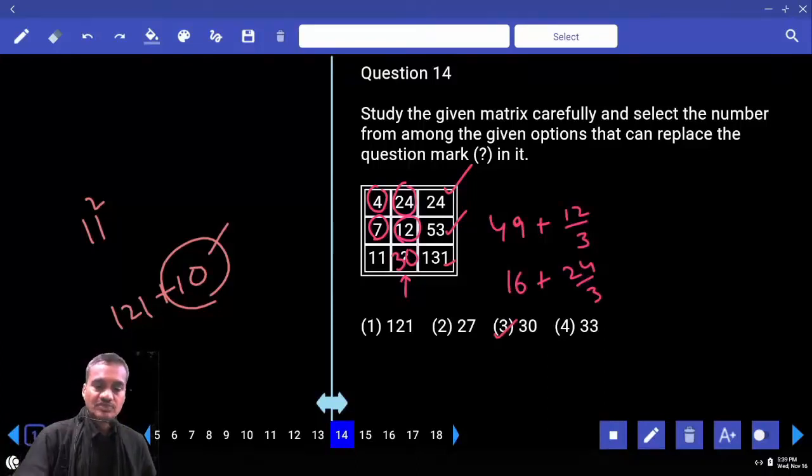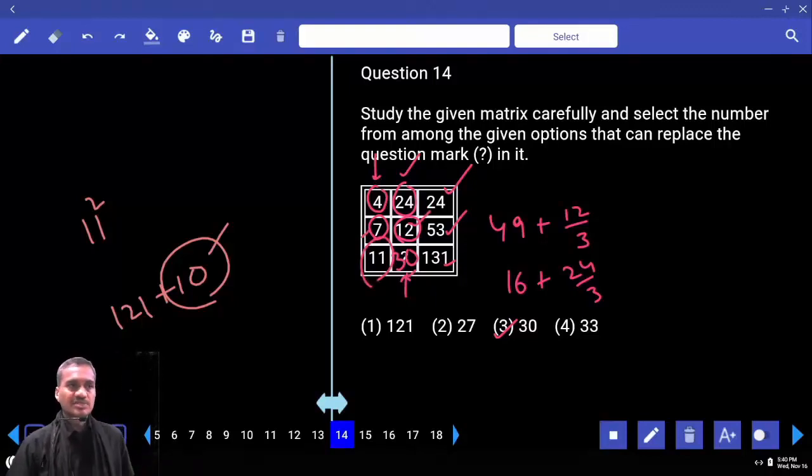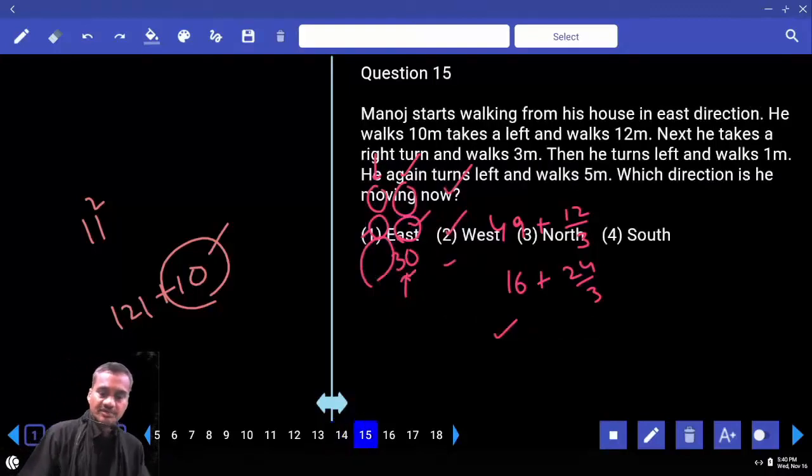Clear? First column number n square plus n by 3. And here this number square plus this number by 3. 11 square plus 30 by 3. 30 by 3 is 10. 121 plus 10, 131. Choice 3, question number 14.